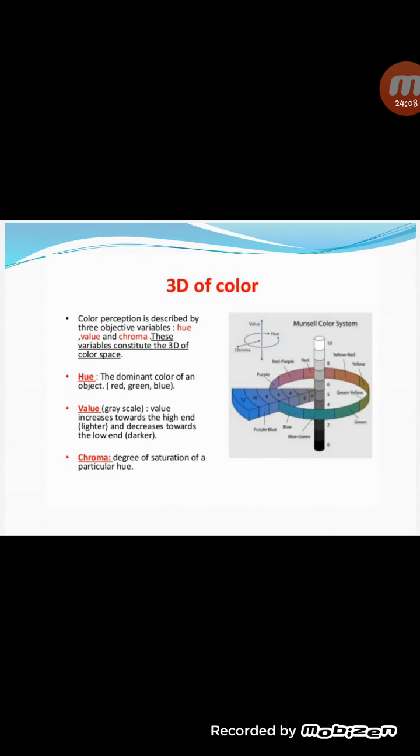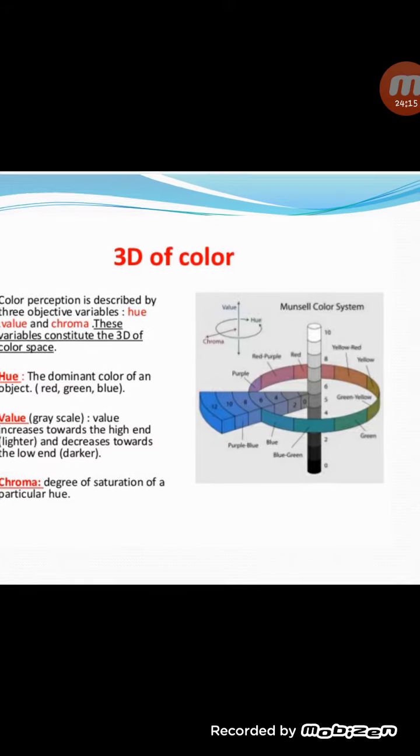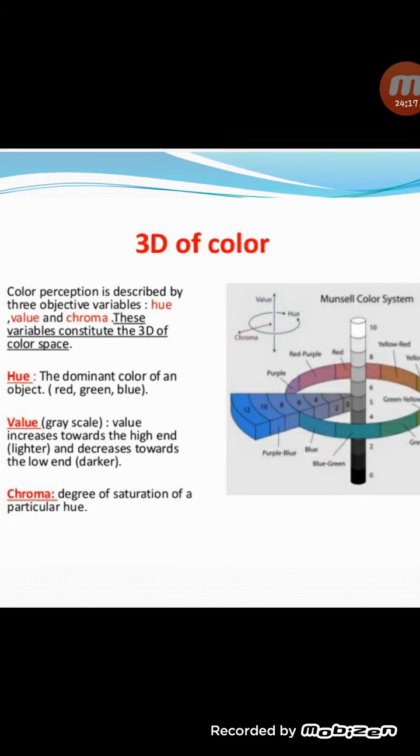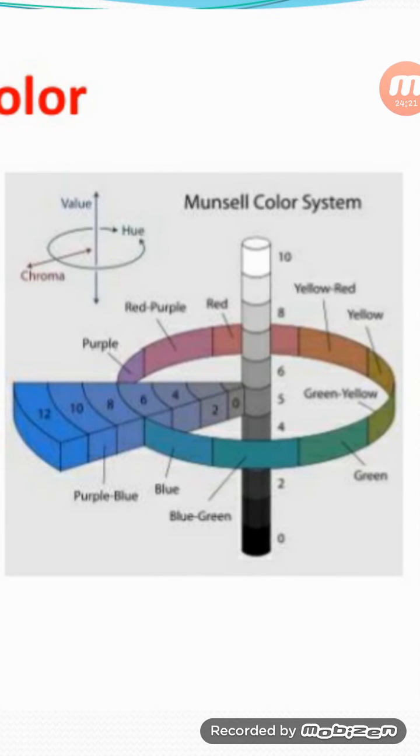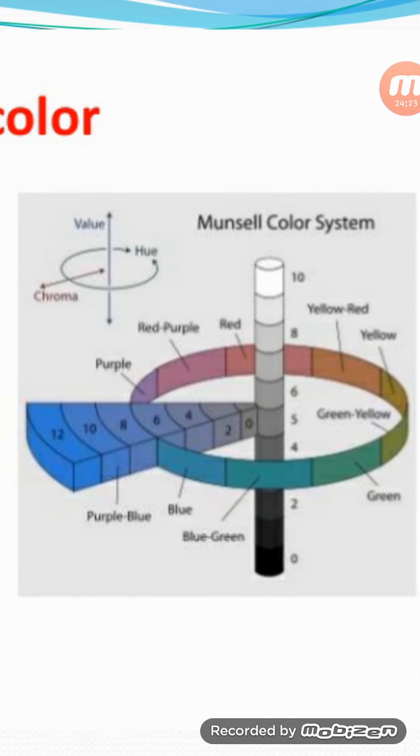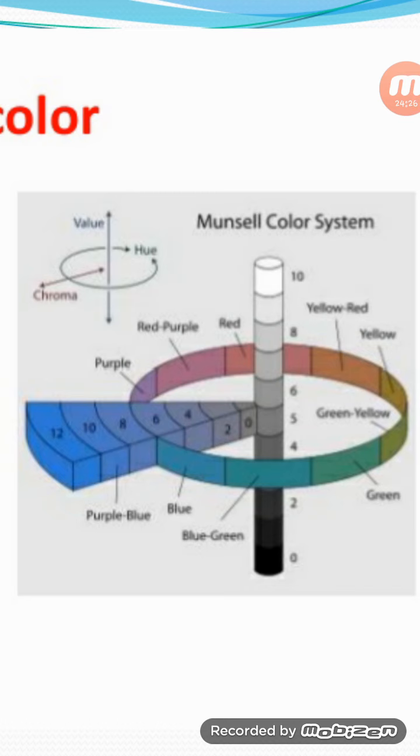3D of colors. Munsell color system. Chroma, the degree of saturation of a particular hue. You can see in this picture: value, hue, chroma.